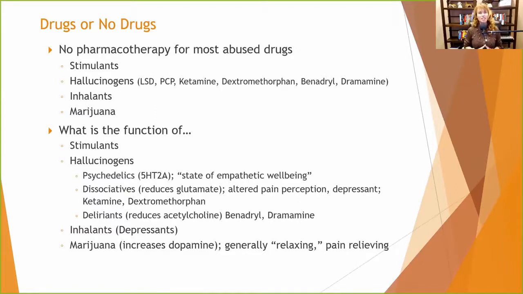Now, hallucinogens. You don't really think of those as drugs of abuse. You don't have somebody coming into detox for being addicted to LSD.